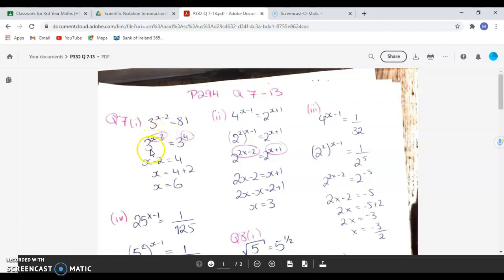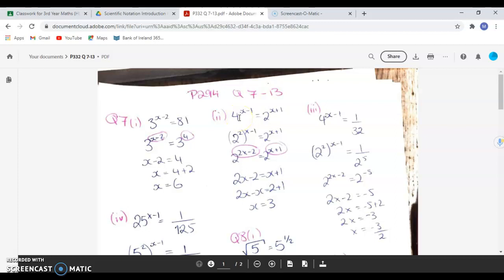Then when I have the same base on both sides, I can put the powers equal. So the whole thing here, x minus 2 is equal to 4. Do you see it? And there and there. It's like you're cancelling the 3 off both sides. Then solve that. X is on one side, numbers on the other. X is equal to 6. Okay, if I wanted to check my answer, 6 take 2 is 4, which gets me 81. Off we go with the next one.